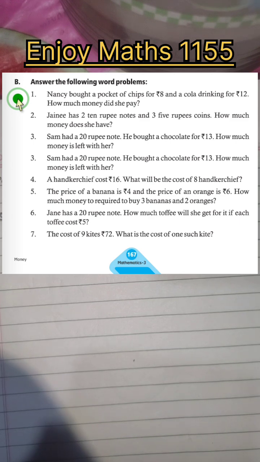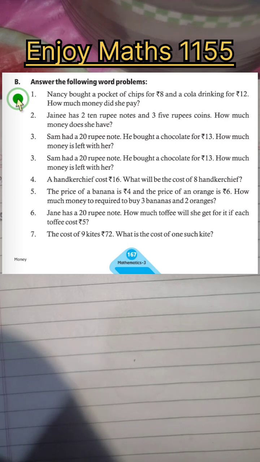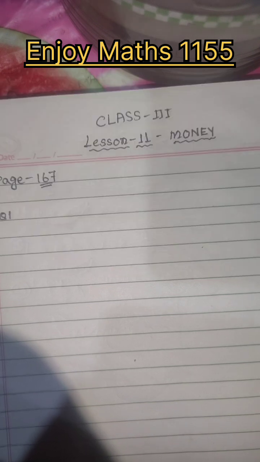Page 167, question B, number 1. What does the question say? Nancy bought a packet of chips for 8 rupees and a cold drink for 12 rupees. How much money did she pay?